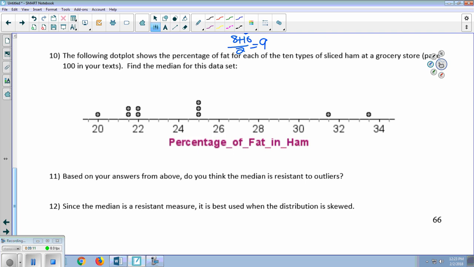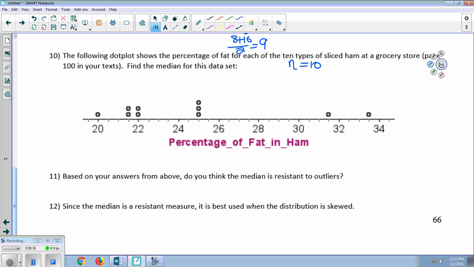Okay, the following dot plot shows the percentage of fat for each of 10 types of ham at a grocery store. So n equals 10. Find the median for this data set. I'm noticing that n equals 10, so I'm going to need to take the average because it's an even number.